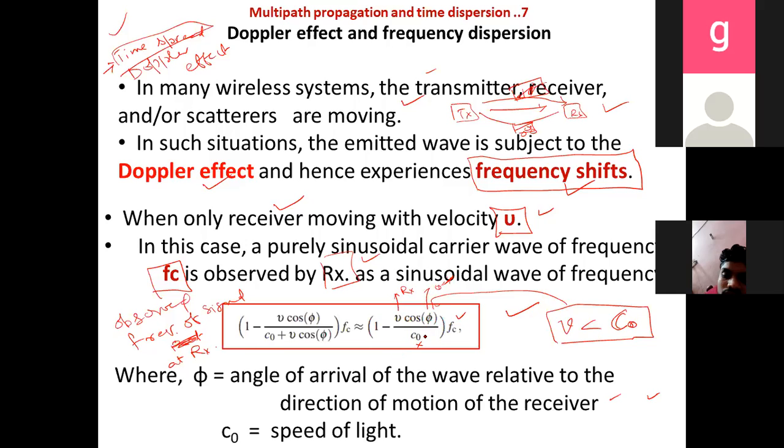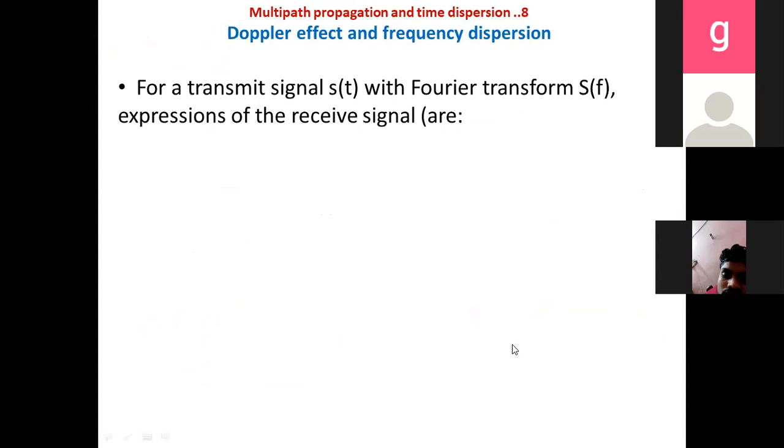So the received frequency at the receiver depends upon the movement of the object, movement of the transmitter or receiver. Here I have considered only receiver. If the transmitter also moves, you need to consider the transmitter movement velocity also, frequency. These are the parameters. Now, how it affects the signal quality at the receiver, you can see here.